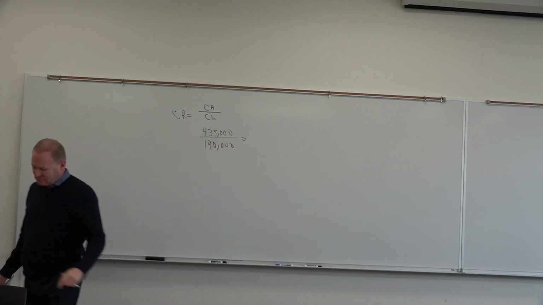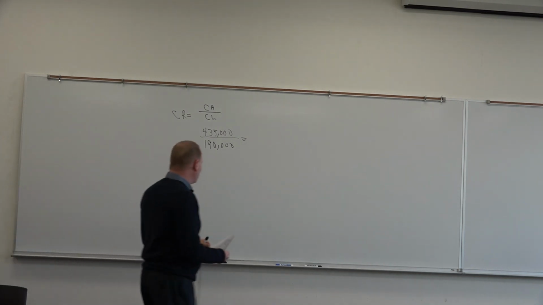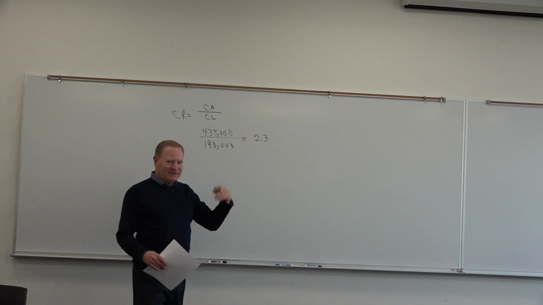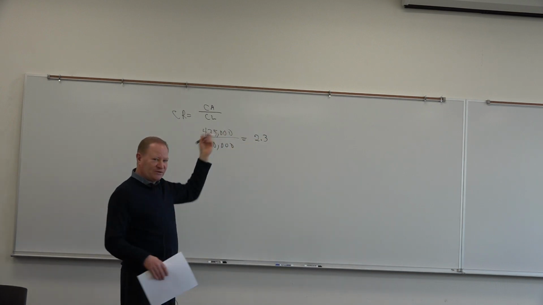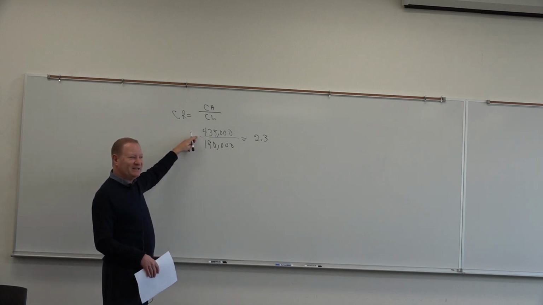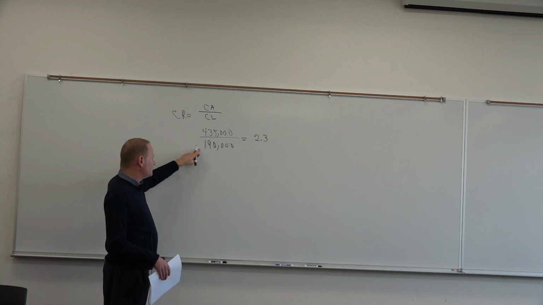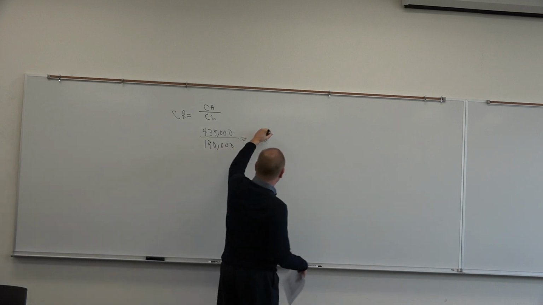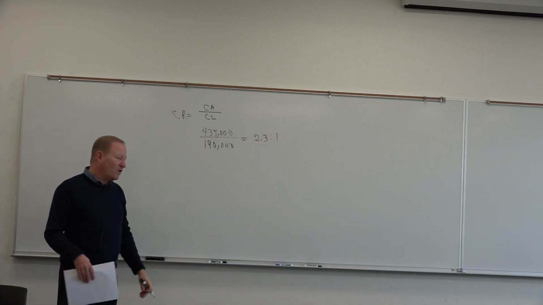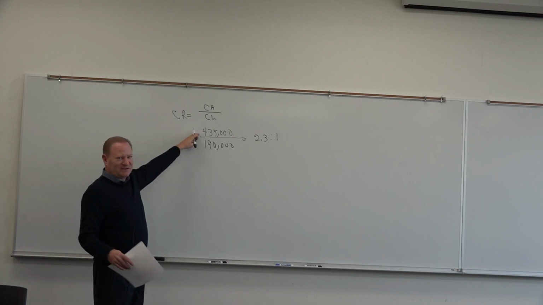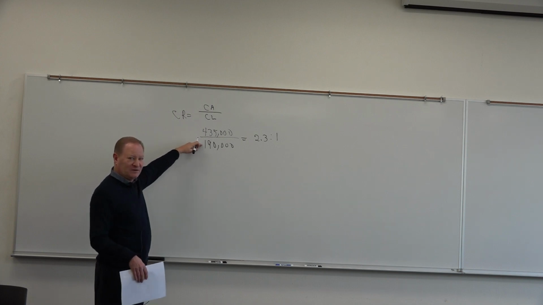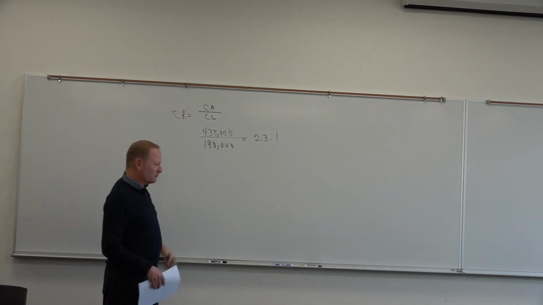So you just divide that, and what they come up with is 2.3. Now you could state this a couple of different ways. 2.3 just means that you've got 2.3 times as many current assets as you do current liabilities. You could state it this way, 2.3 to 1, which means basically the same thing: 2.3 current assets for every 1 current liability. Okay?